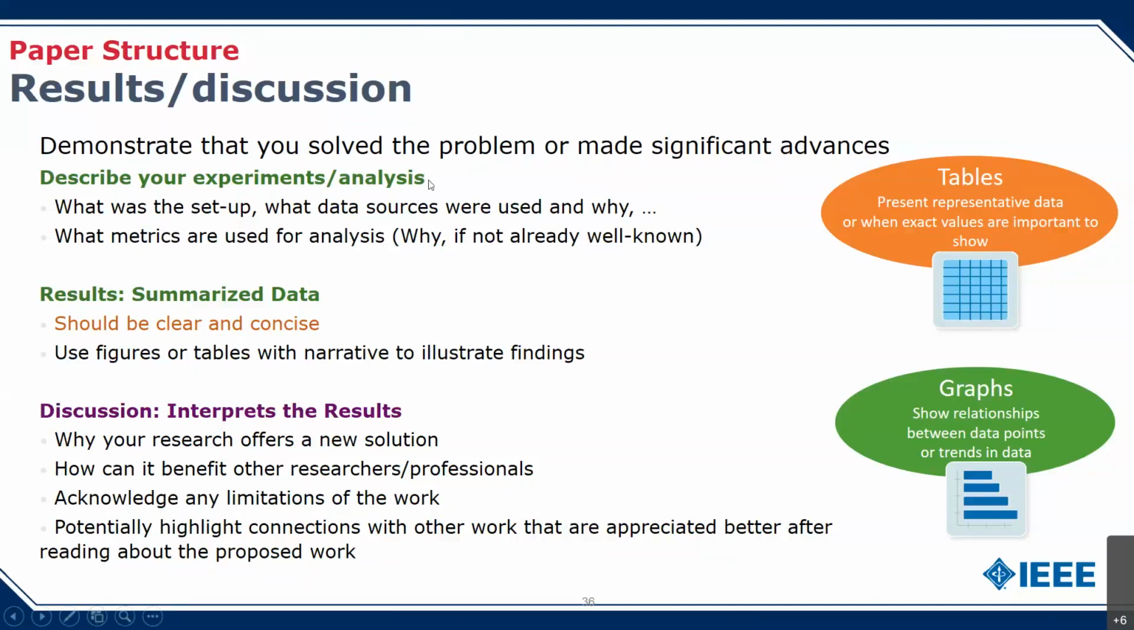As the opening part of the results and discussion, you should also have a description of what the experimental setup was, what data sources you used and why. What metrics are you going to use for the analysis? Okay. If these are well known in the community, you don't have to justify them. If they're not well known, you also have to justify why you've chosen these.